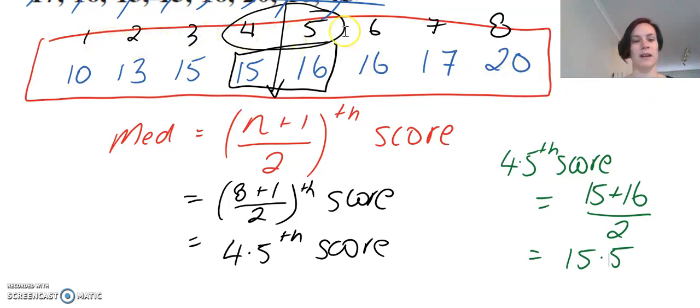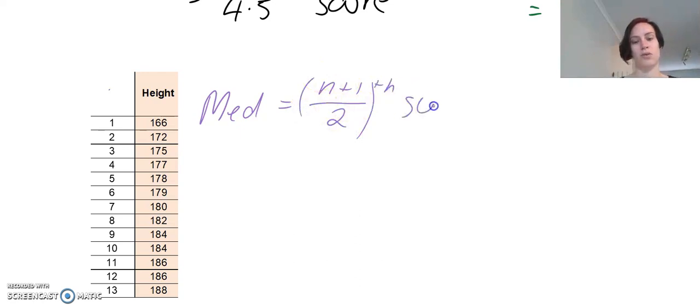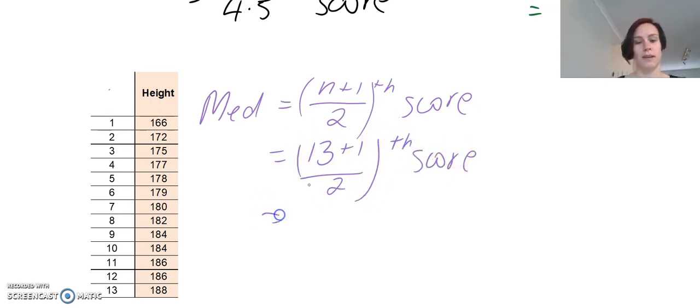Now we have an even number of data points here. We've got 8. Let's use a different set of data where we don't have an even number. Right here we've got our height data that we've measured ourselves, and we have 13 scores that we're going to work with. So again, instead of just counting back, we can do our median formula again. Our median will equal the (n plus 1) over 2 score. We know we've got 13 data points, so we're looking at 14 divided by 2, which is our 7th score.